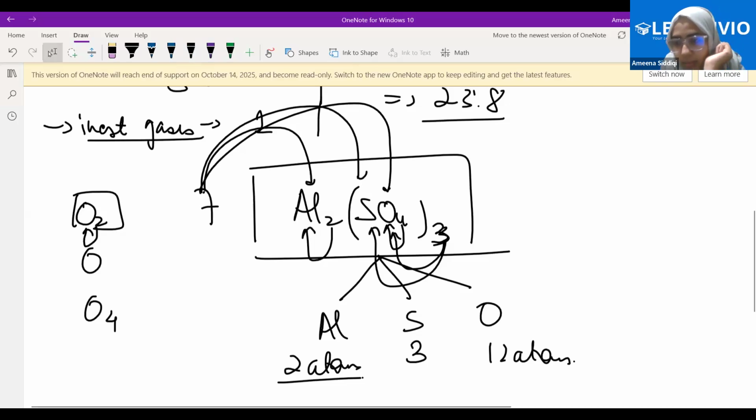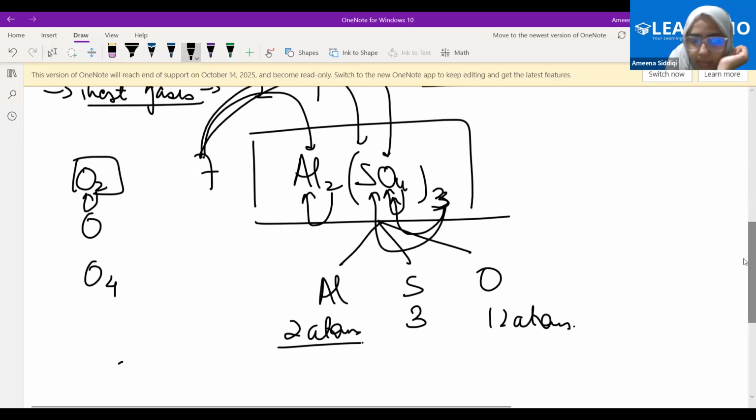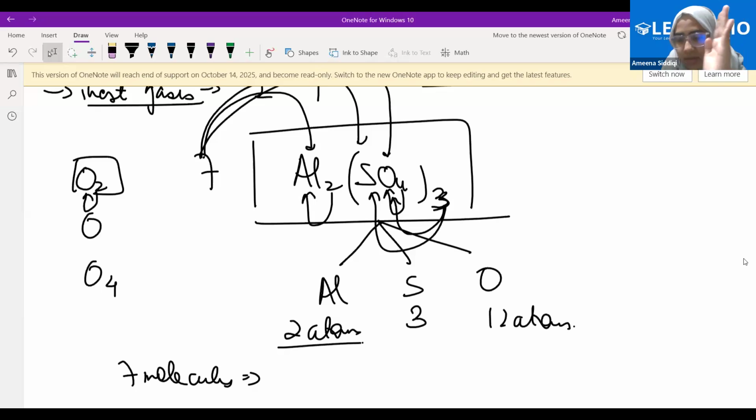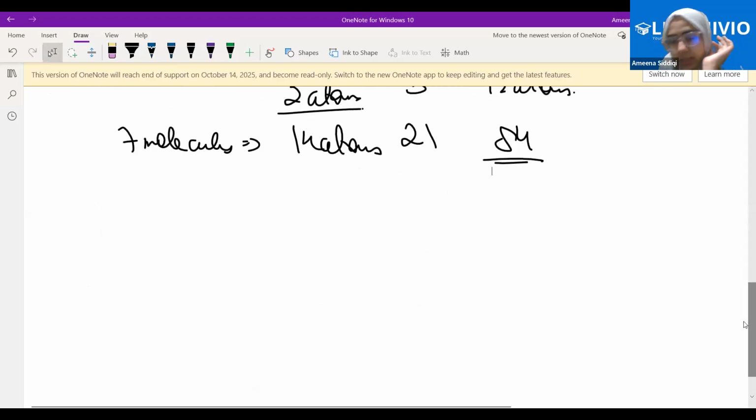Now for aluminium, how many numbers are associated with aluminium? 7. 7 is for aluminium. 2 is also for aluminium, yes. So 7 into 2 gives us 14 atoms. Tell me the number of atoms for sulfur in 7 molecules of the compound. 21. For oxygen, 84. Is it clear, bachcho? Yes, ma'am.